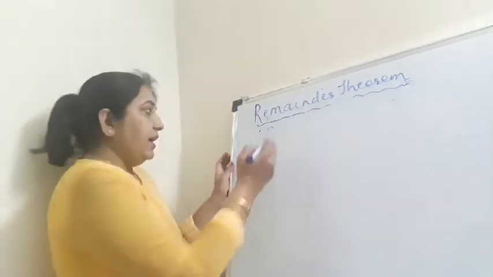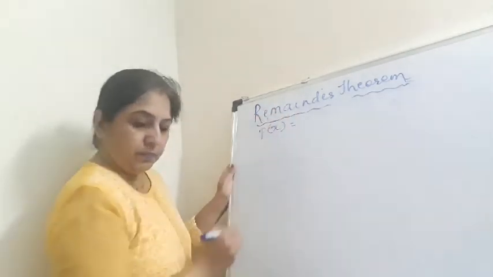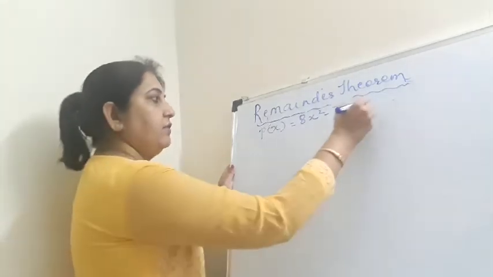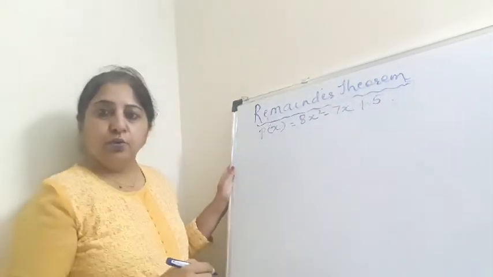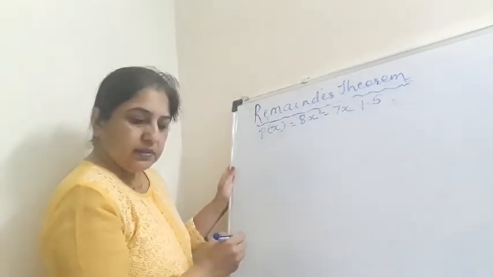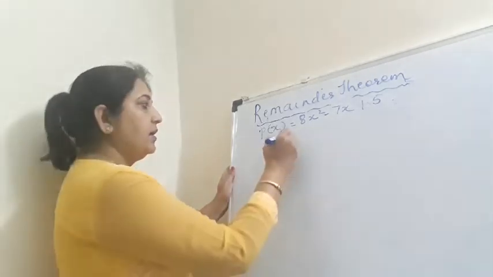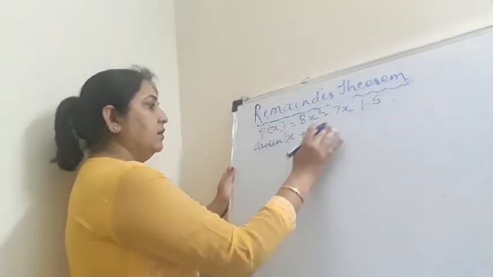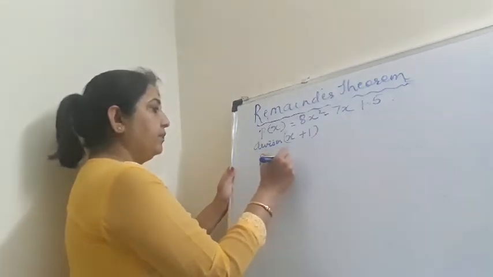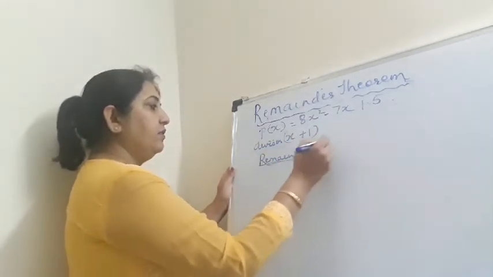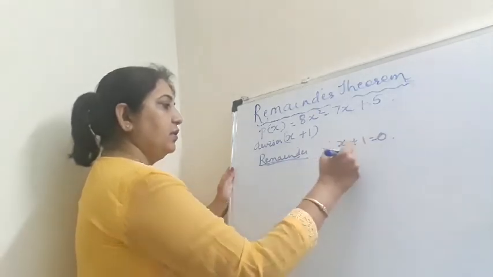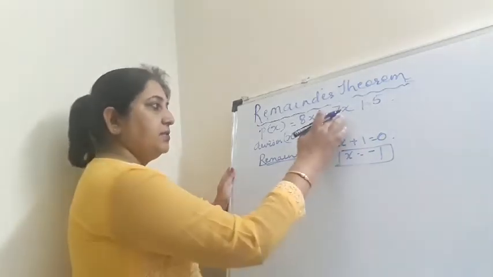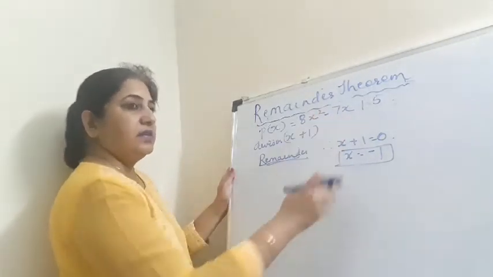Next, P(x) is equal to 8x square minus 7x plus 5. This is a polynomial with degree 2. Then the divisor which is given to us is x plus 1. This is the divisor. Now we have to find the remainder, and therefore to find the remainder we will put x plus 1 equal to 0, and that will give you x equal to minus 1.